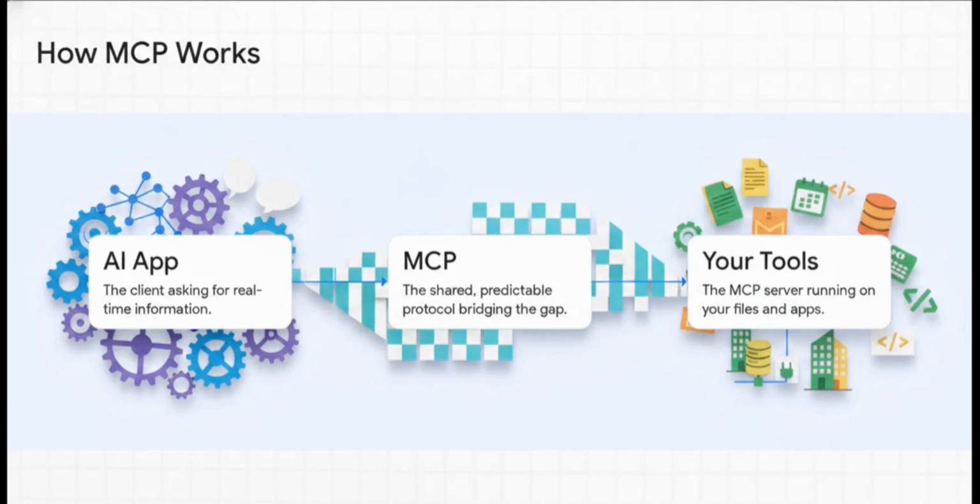So how does this actually work under the hood? It's a brilliant, straightforward three-step flow. First, you have your AI app, which acts as the client. This is basically the brain asking for information. Next, sitting right in the middle, you have MCP itself, that shared, predictable format bridging the gap. And finally, you have your actual tools, your files, your calendar, your code, running what's called an MCP server. Because the client and the server are talking using this exact same predictable protocol in the middle, developers no longer have to write custom code from scratch for every single new connection. They just plug straight into the protocol, and the entire engine hums perfectly.